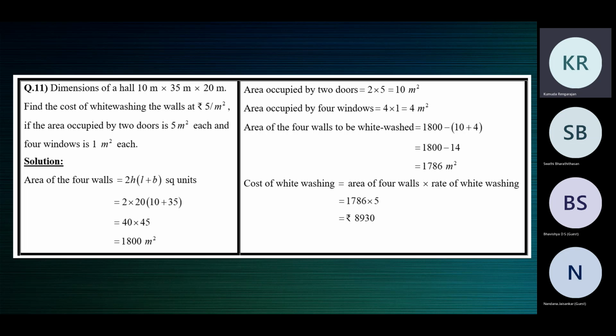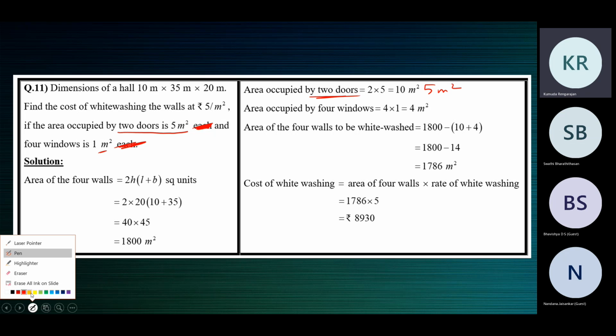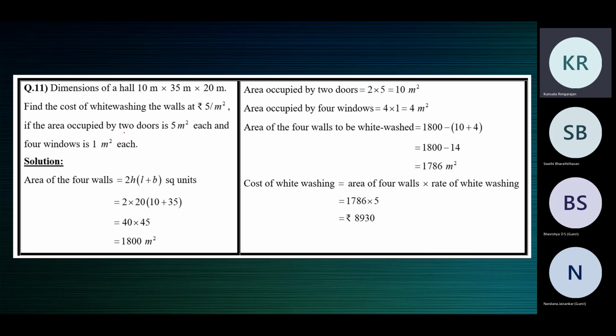And then multiply that by the rate to find the total cost of whitewashing. And this is very important because sometimes we might know, but we'll go wrong here. Be very careful while reading the question. 2 doors is 5 meters square. If this word each was not given, that means for both the doors the total area is 5 meters square. And here 4 windows is 1 meter square. That means the area of all the 4 windows is 1 meter square. But here, since the word each is given, 1 door 5 meters square, 2 doors 10 meters square. Again here each, one window 1 meter square, 4 windows 4 into 1, 4 meters square.